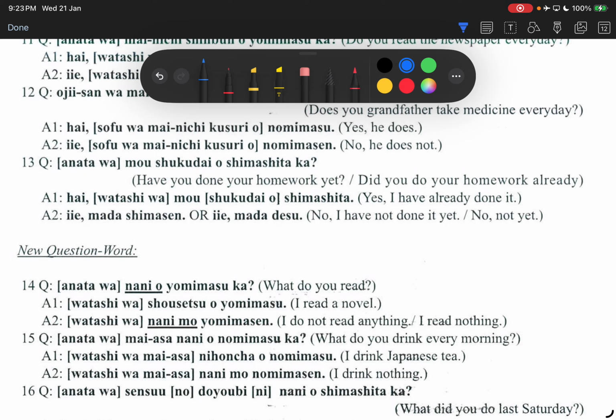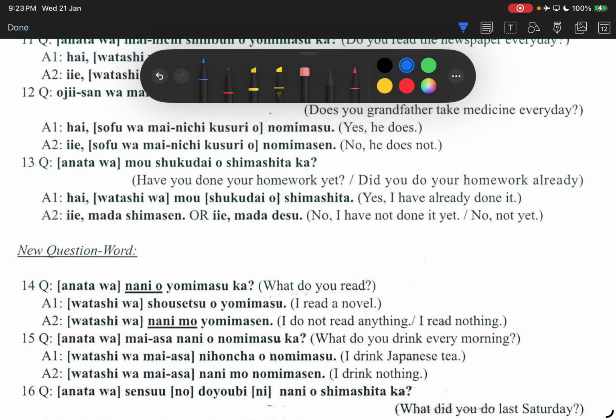Nani mo. Same as the dokomo we learned just now. Dokomo, nani mo. We have to pair it with the negative verb. In this case, yomimasen. Pair it with the negative verb. Nani mo yomimasen. What also never read. What also don't want to read.